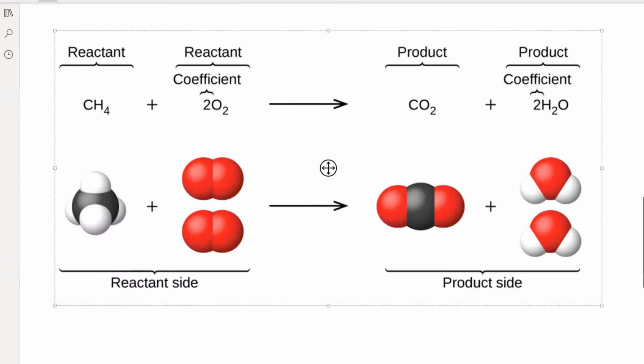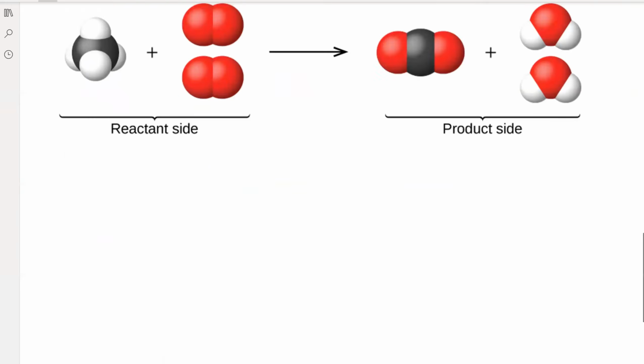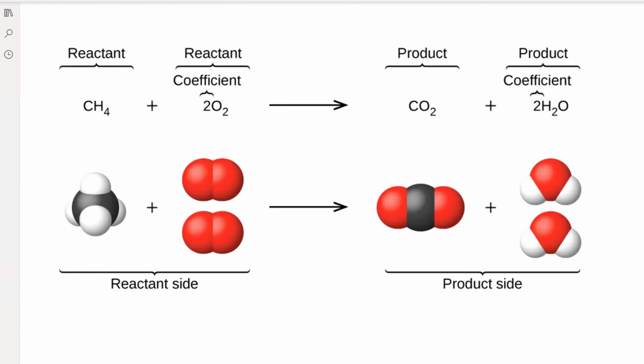And then here's just a pictorial representation of the same thing, right? You can see we have one molecule of methane, CH4, reacting with two molecules of O2 to form one CO2 and then two waters. And then if you count up the amount of atoms on each side, they're the same, and that always has to be true. Our equations always need to be balanced.